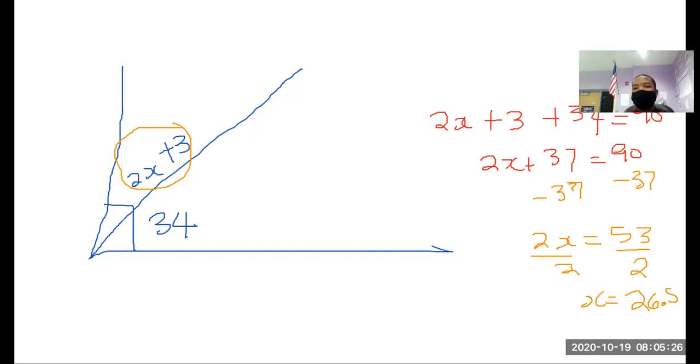Your 53 has to be 56. All I have to do is put 26.5 where x is. So instead of putting x right here, I put 26.5. So 2 times 26.5 is 53, and then 53 plus 3 is 56. So my answer for this one is 56.